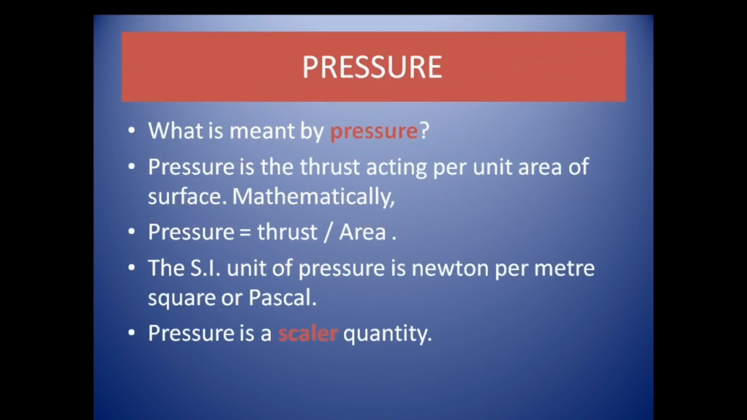Now what is pressure? Pressure is the thrust acting per unit area of a surface. Mathematically, pressure is equal to thrust upon area. The SI unit of thrust is Newton and SI unit of area is meter square. So the SI unit of pressure is Newton per meter square or Pascal. Pressure is a scalar quantity.